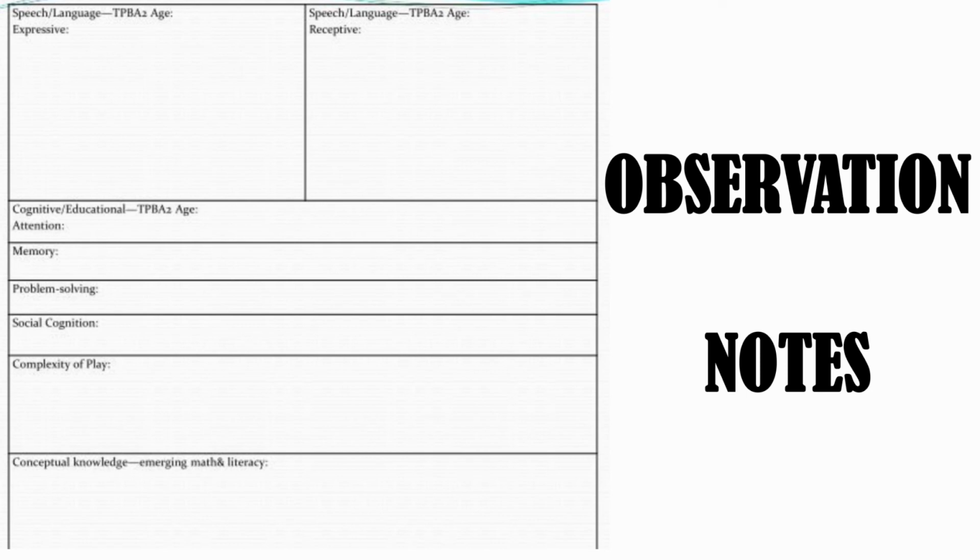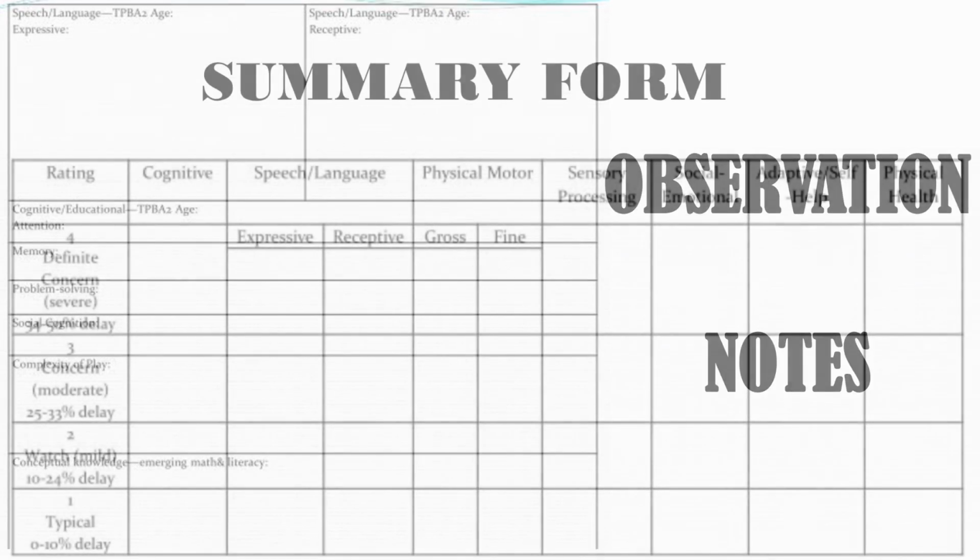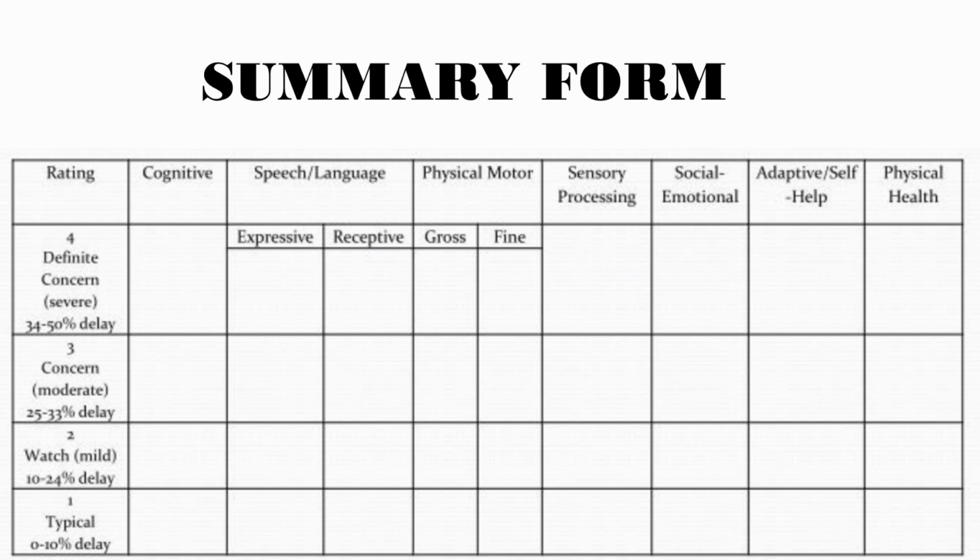Here is an example of what an observation note will look like. Next, we have a summary form. The different sections of this include rating, cognitive, speech and language, physical motor, sensory processing, social emotional, adaptive and self-help, and physical health.